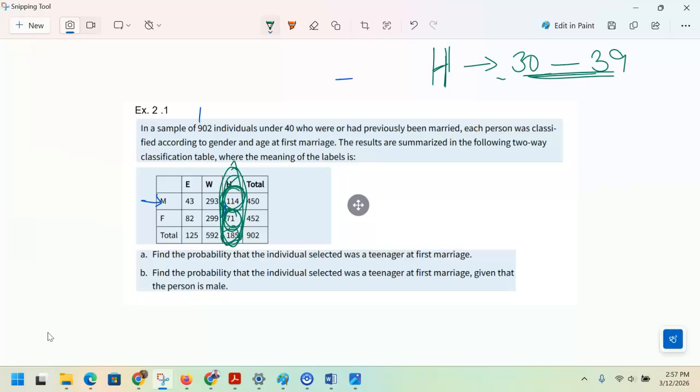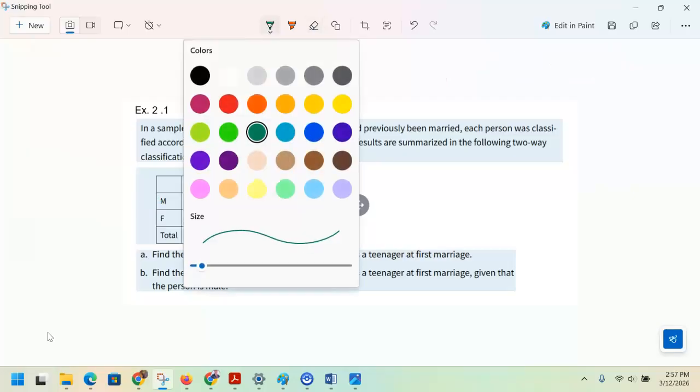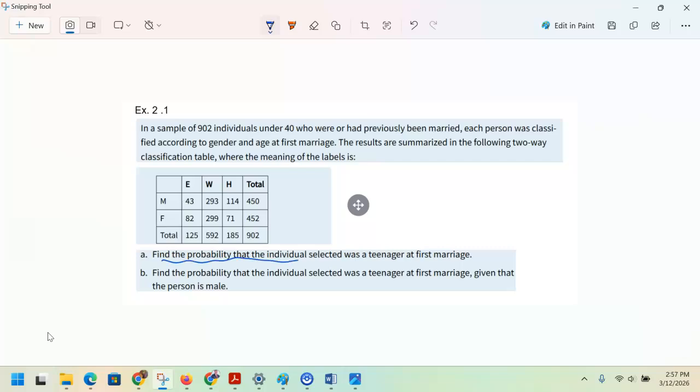Now what is the question? Find the probability that the individual selected was a teenager at first marriage. That means during his first marriage, he was a teenager. Now, this is a direct question. So we'll have to look up the first marriage. That means this piece is the first marriage.